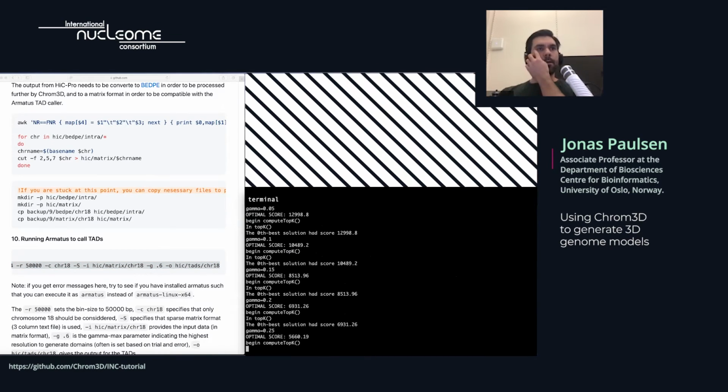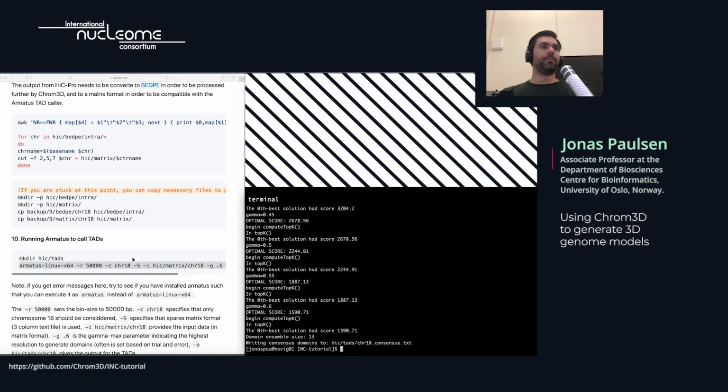Just copy and paste. If you encounter issues here, depending on how you have installed Armatus on your system, if you get an error message that it cannot find Armatus Linux x64, it could be because you have installed it differently, and on your system it's just called Armatus. So if you get an error message, try to run exactly the same but skipping these things here.